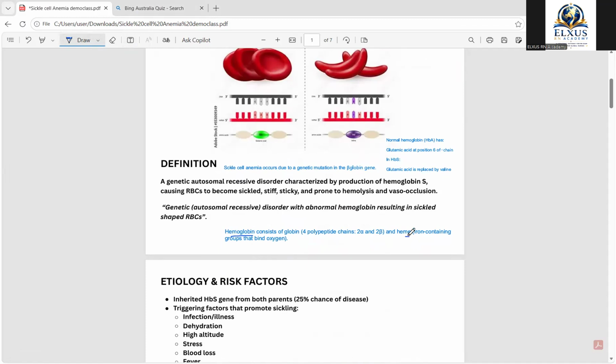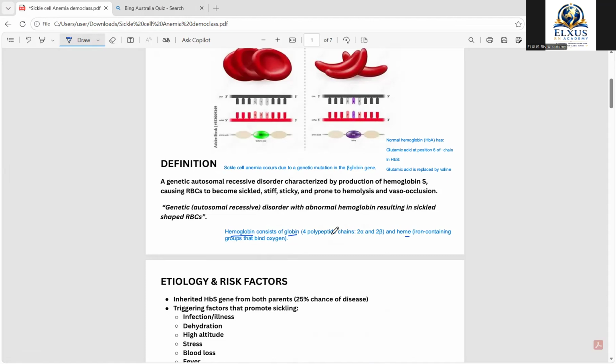The heme part is the iron containing part, and iron is the one which binds with oxygen. So oxygen is carried through the blood with the help of the heme part in the hemoglobin. What is the function of the globin part? The globin part is the protein part, made of 4 polypeptide chains, that means 2 alpha and 2 beta chains.